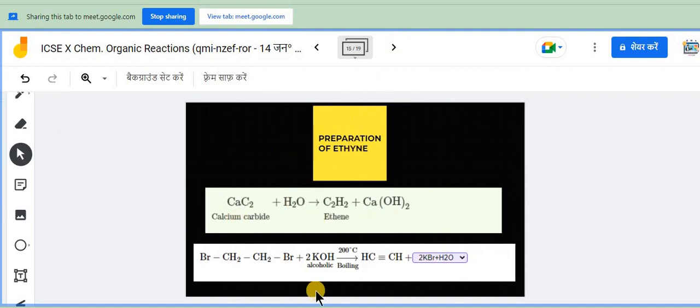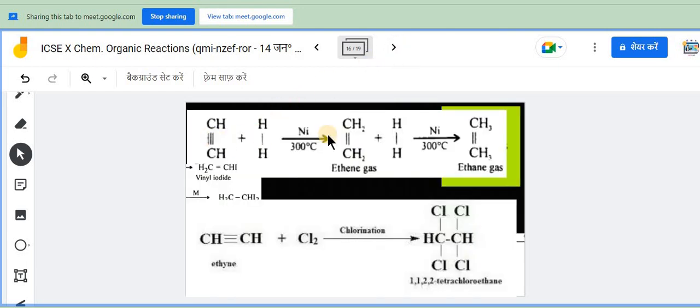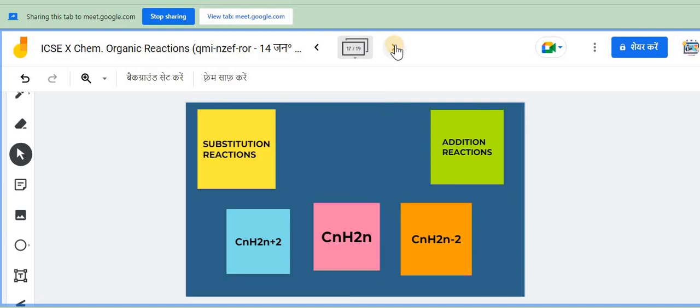Two methods. One is dehydrohalogenation. Second is the calcium carbide method. Next, reactions. Reaction with hydrogen. Reaction with chlorine. Reaction with bromine. Reaction with iodine. These are the things required. Nothing else. Now, my question to you is, can you please tell, this CnH2n, which reactions will it undergo?